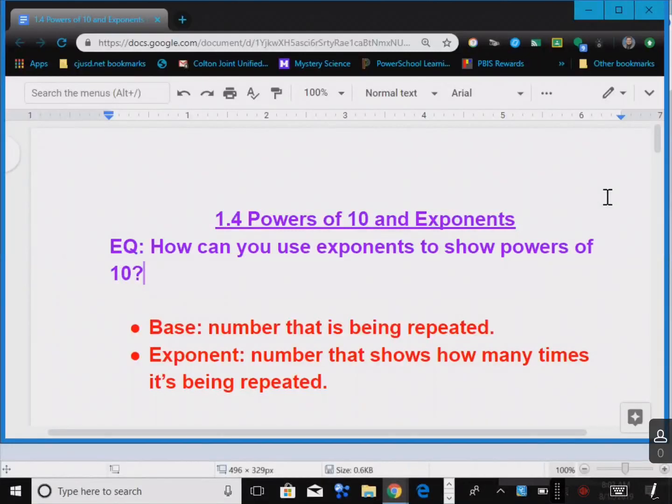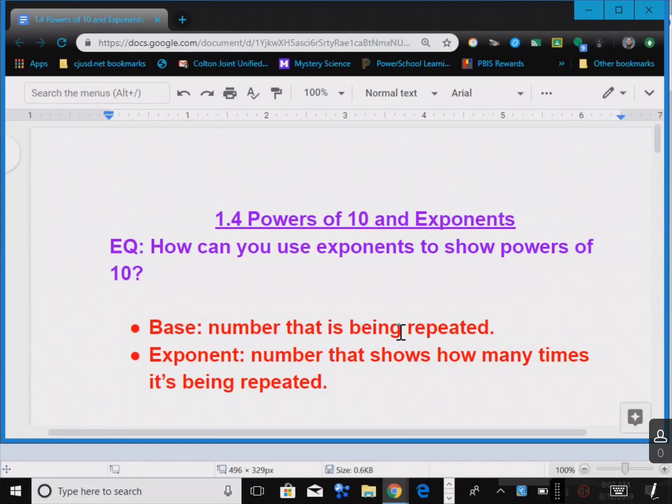Hello everyone, our lesson today is 1.4 powers of 10 and exponents. Let's go ahead and get into it. Please take a second and write this stuff down. If you need to pause, go ahead and do that. The essential question: how can you use exponents to show powers of 10? That's the question we're going to answer today.